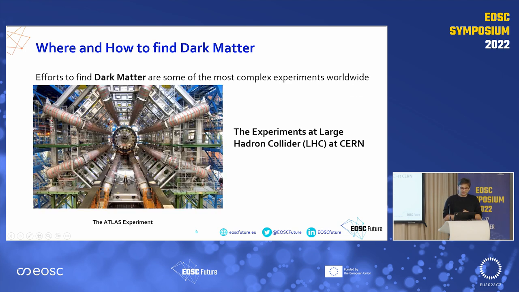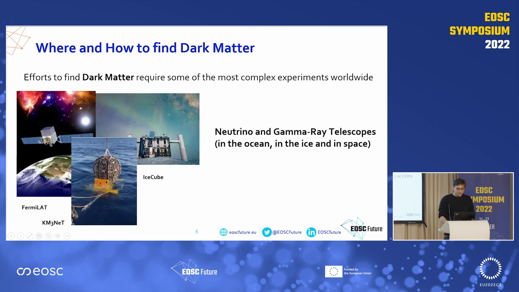If we try to find dark matter, this uses some of the most complex experiments that we have built as humankind. So we have the experiments at the Large Hadron Collider. This is where I work. This is the ATLAS experiment at CERN. You can imagine it as a three-dimensional camera trying to take pictures 40 million times a second. But then there are also experiments that are looking at what is coming from the universe.